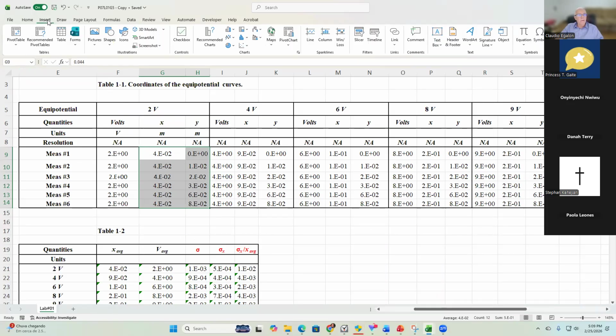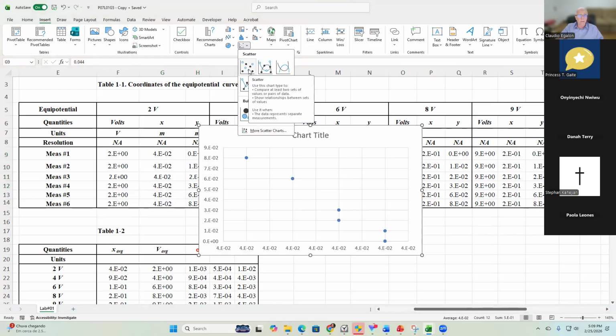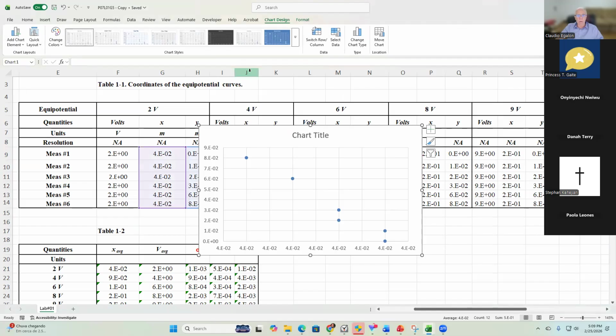It is as though we are plotting an X and Y chart. And then what do you do? You go to the chart region, and you want to plot a scatter plot. There is an arrow down, click the arrow down, and choose this one right here. Do not choose this one, do not choose this one. This one with no lines whatsoever, okay? That's your first equipotential, okay?